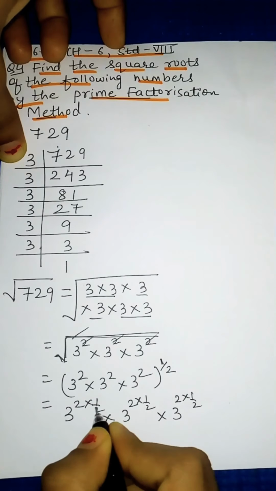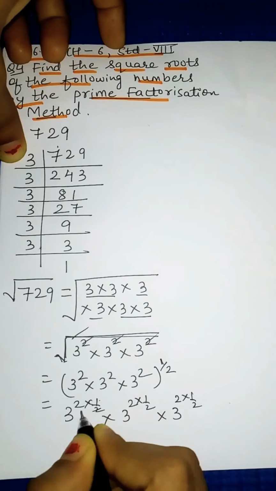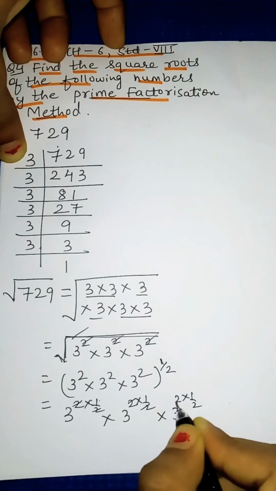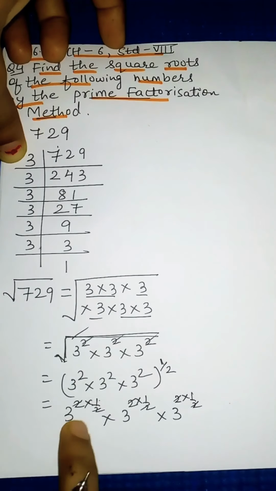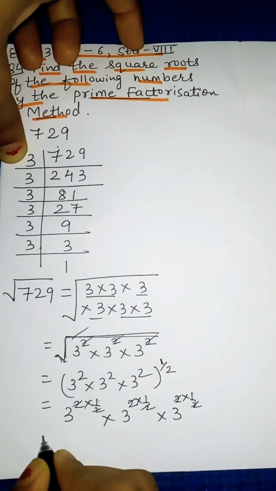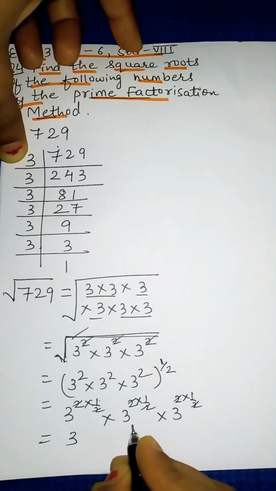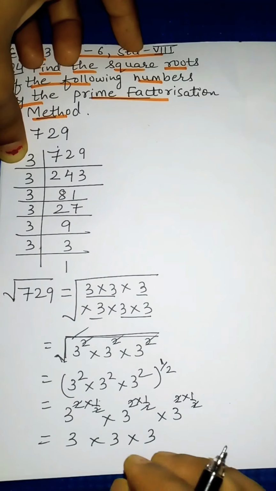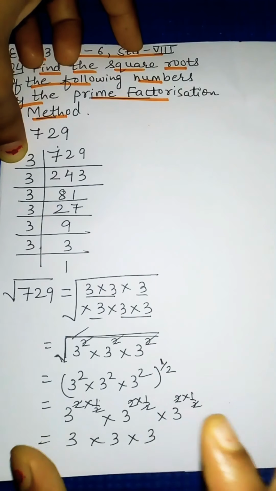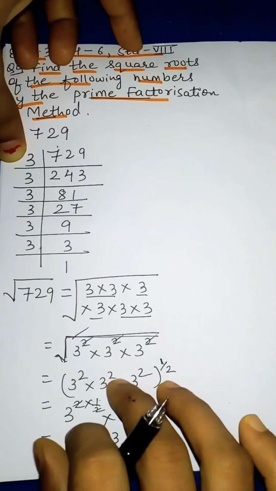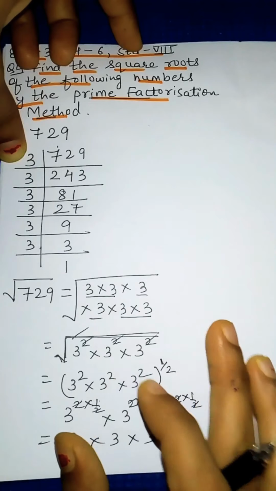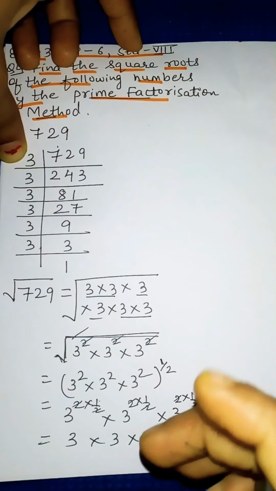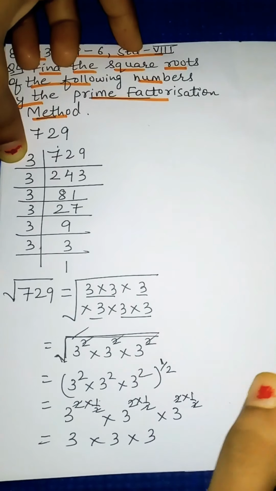So what will happen? This 2 into half, they are in multiply, so 2 and 2 cancel, 2 and 2 cancel. So 3 raised to 1 is left, which means only 1 time 3. Here also 1 time 3 and here also 1 time 3. Okay, so these steps you don't have to show. This is just for understanding. From the second sum we will not show this. This is just for understanding why this 2 gets removed.